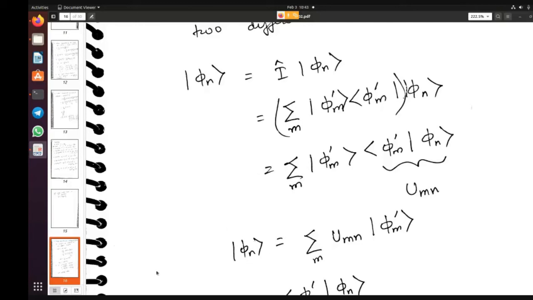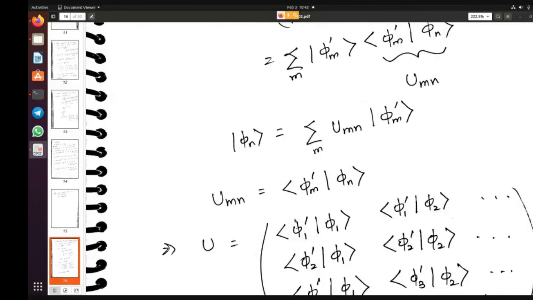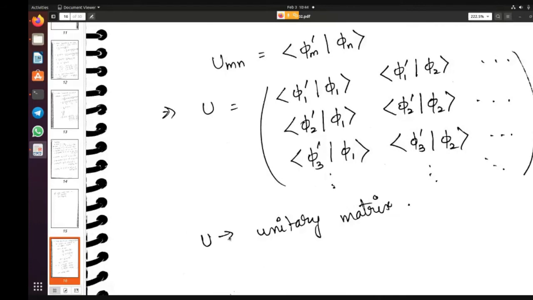So remember, the ket phi n can always be written in terms of the other basis set. Any current basis set can be written in terms of any other basis set using this formula, where umn is given by the scalar product of phi m dash with phi n. So what is U essentially? If you look at the full matrix U, it will have individual terms: the scalar product of phi 1 dash with phi 1, the scalar product of phi 1 dash with phi 2, and so on, and this entire matrix is called your unitary matrix.